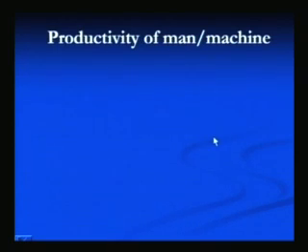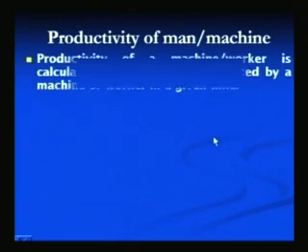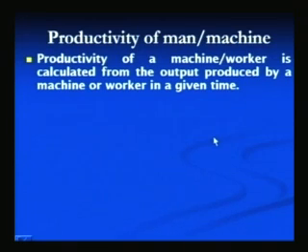If the productivity of the man and machine is to be seen, then we have to see how the productivity of man or that of the machine will be calculated. This concept is based on how much output is being given by a machine in a given period, or what is the output of a man in a given period. Greater the output of a machine during the running, or greater the output of the worker during the manufacturing in a given period, greater will be the productivity.